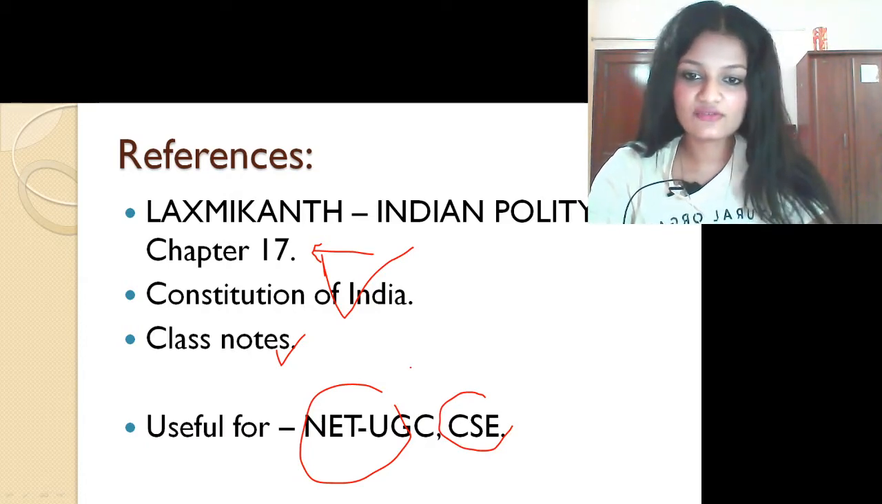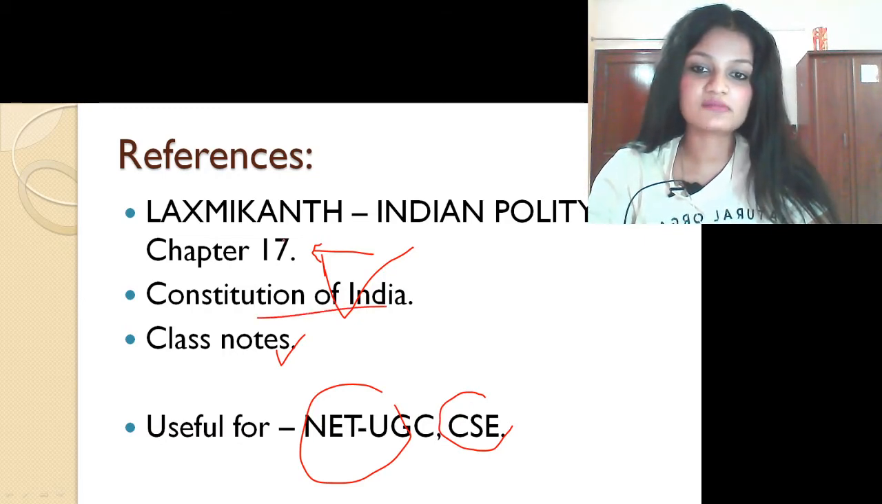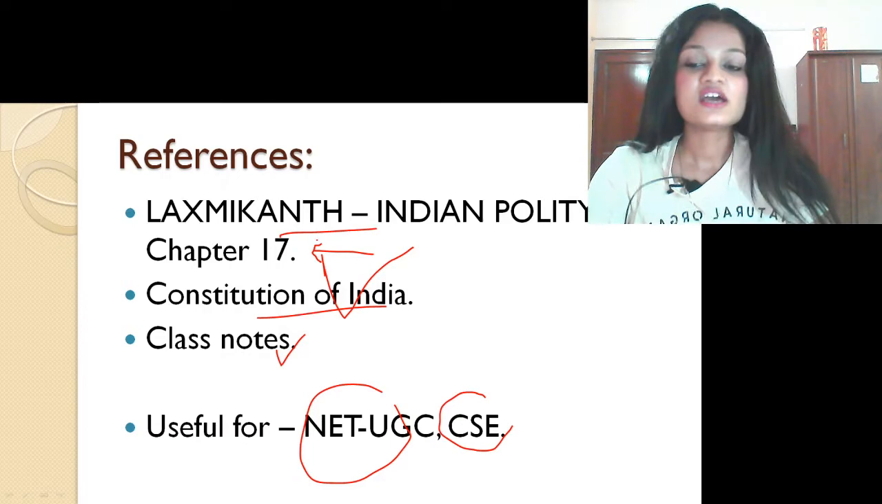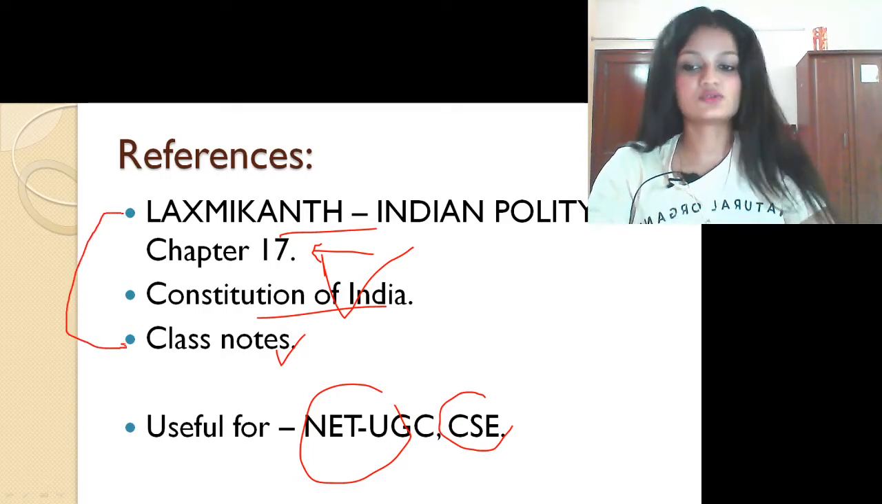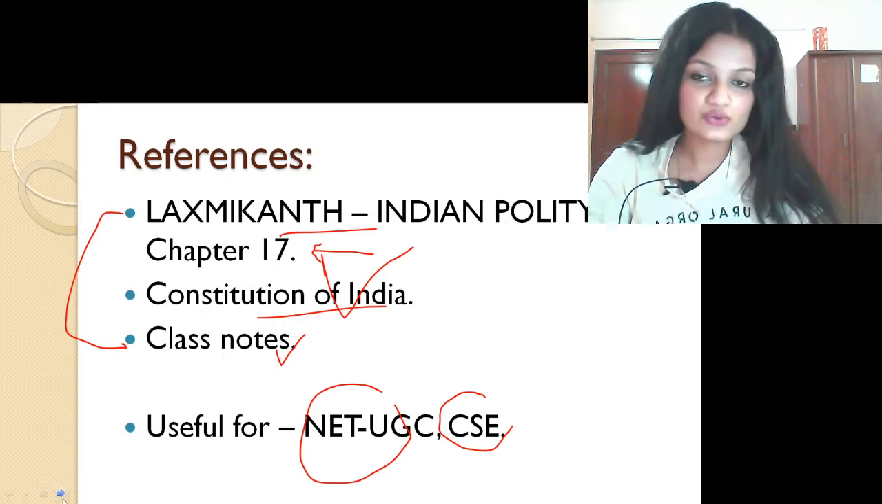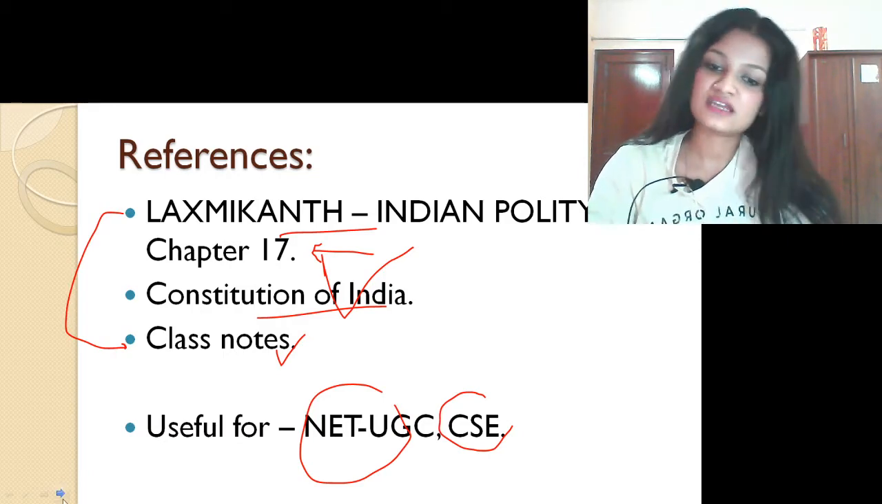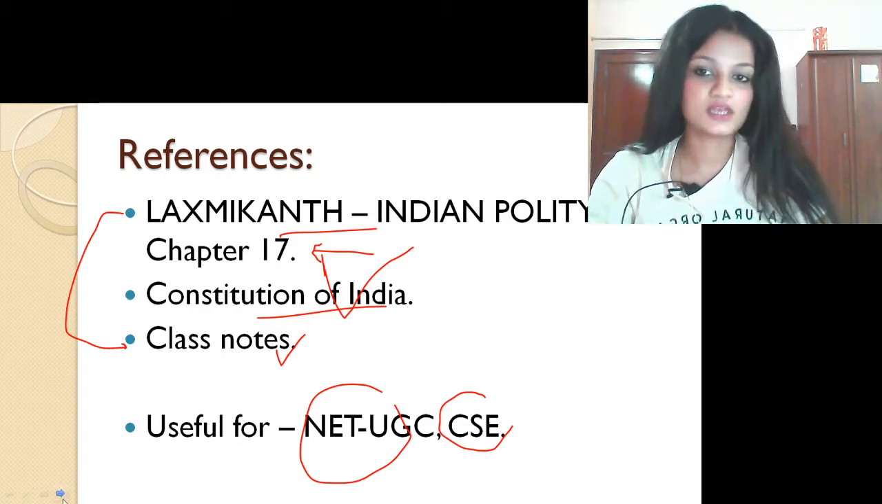I basically forgot the Constitution of India and Laxmikanth in my hostel room in JNU, and I no longer have access to it. So I'll straight off be teaching from my class notes. I hope you guys find it useful, and without any further ado, let's begin.